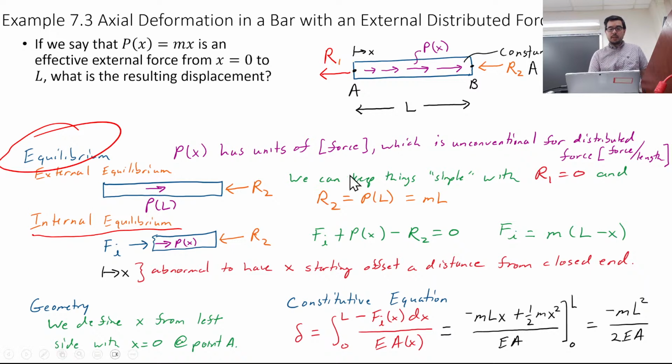Another way to think about this is to say, if I want the P of L, this external thing, that's like integrating mx from 0 to L. That's the ML that we have. So now we have Fi here.